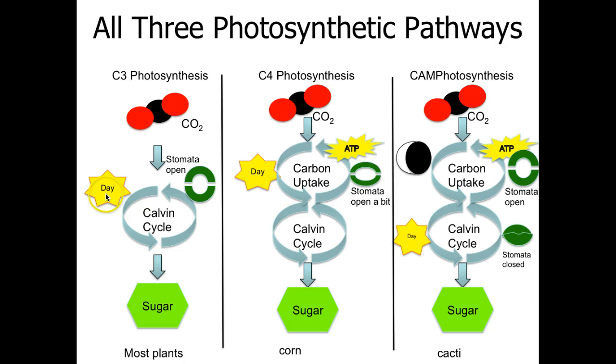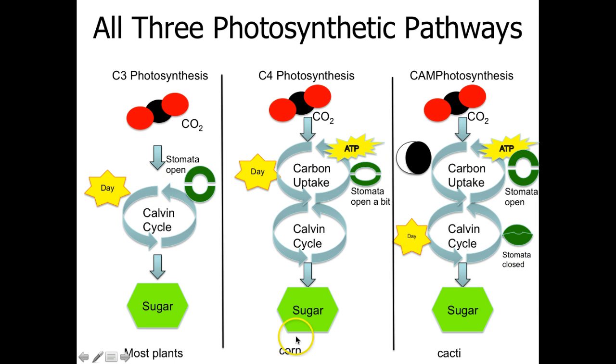Okay, and what we looked at is C3 photosynthesis, what most of the plants around us do. During the day, the stomata are open, and they can get in all the carbon dioxide that they need to fuel the Calvin cycle. And they really don't have to worry too much if water evaporates out of the stomata because they have plenty of water.